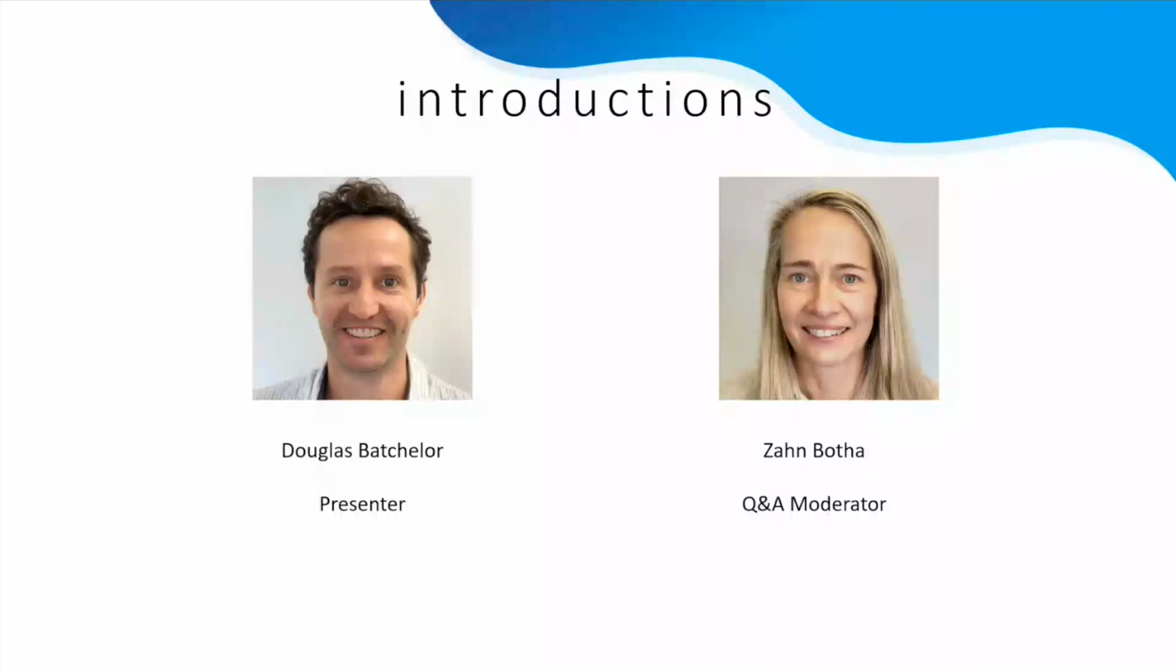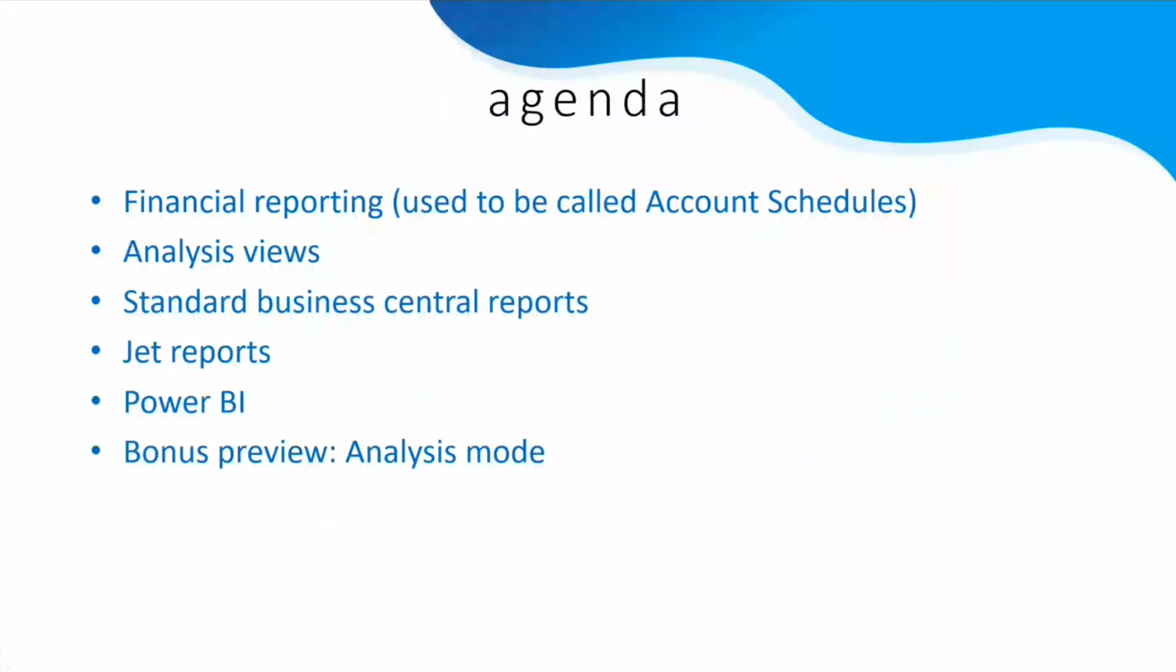Okay, so just to get into the agenda, this was on the invite, but just to go through it again. We're going to look at financial reporting. For those of you on slightly older versions of Business Central, I think it changed in Business Central 19. They changed it from account schedules, and now it's called financial reporting. If you search for account schedules, financial reporting will come up, but they've just changed the name.